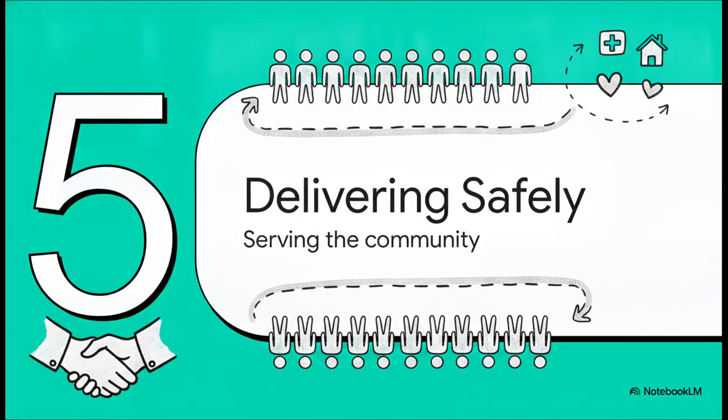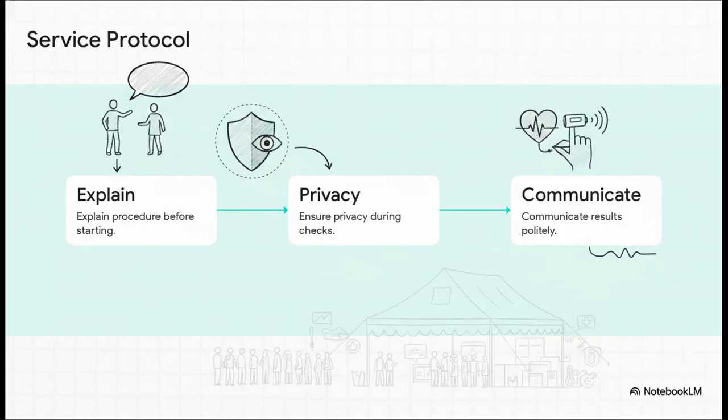All right, Section 5. Delivering the service safely. Serving the community. So, with consent secured and trust established, you're interacting with visitors. The source material mandates a very specific 3-step process here. First, always explain what you're doing before you actually do it. Second, make sure you're respecting their privacy during any checks. And third, communicate the results, like reading their oxygen saturation, politely and calmly. The whole goal is to give them helpful information without ever causing unnecessary fear or confusion.